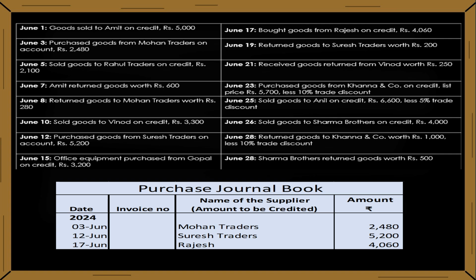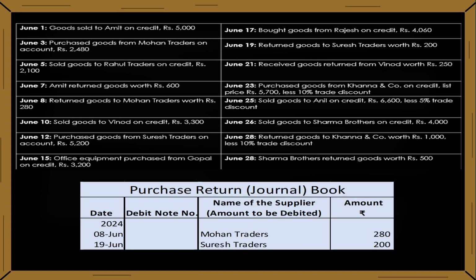June 17th, bought goods from Rajesh on credit rupees 4,060. So again purchase journal book. Date is 17th June. Name of supplier is Rajesh. Amount is 4,060.